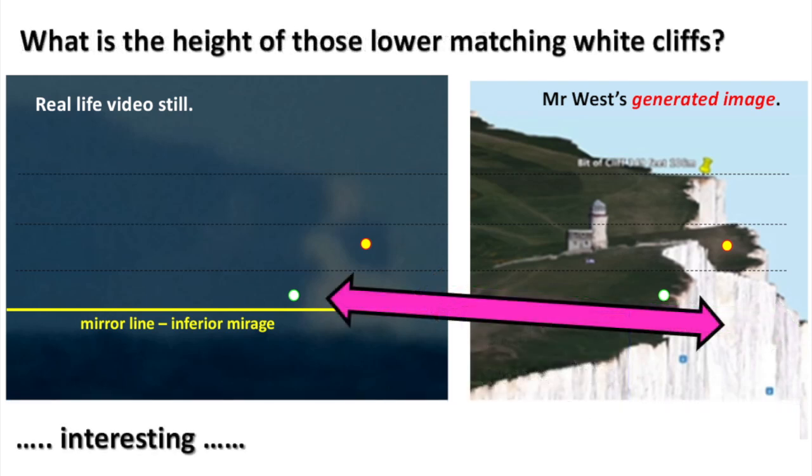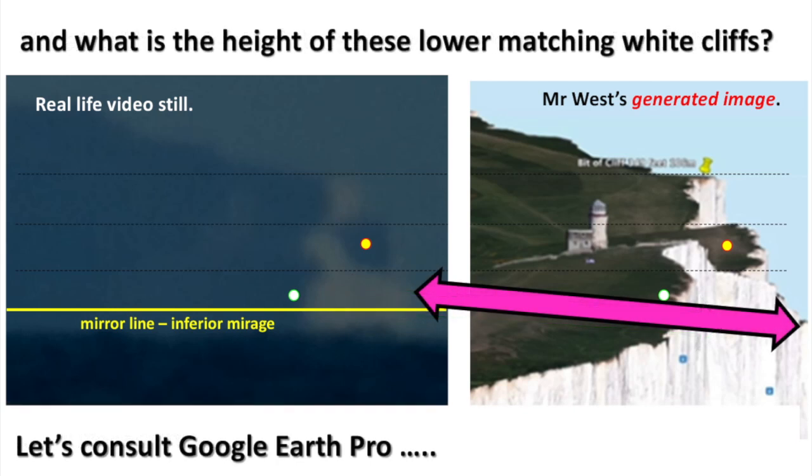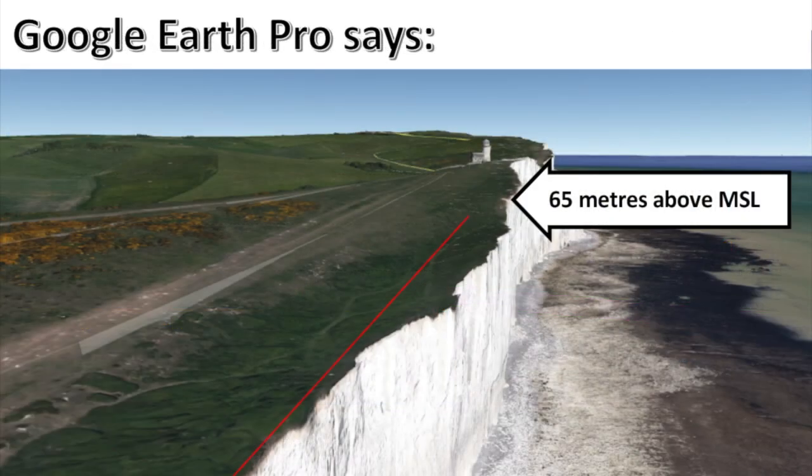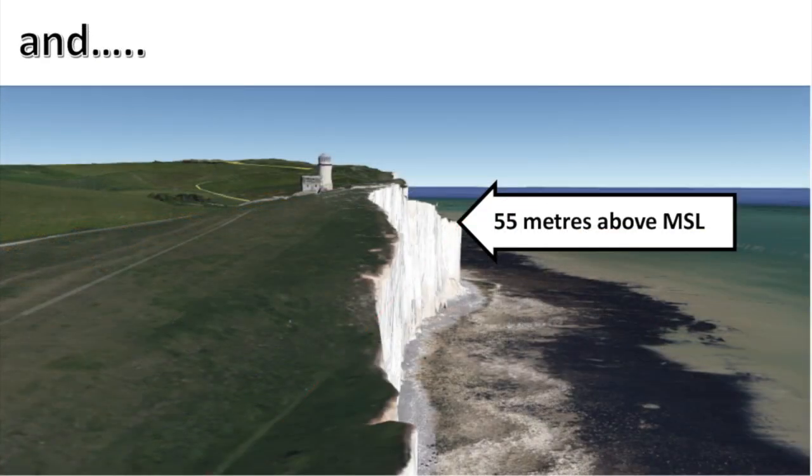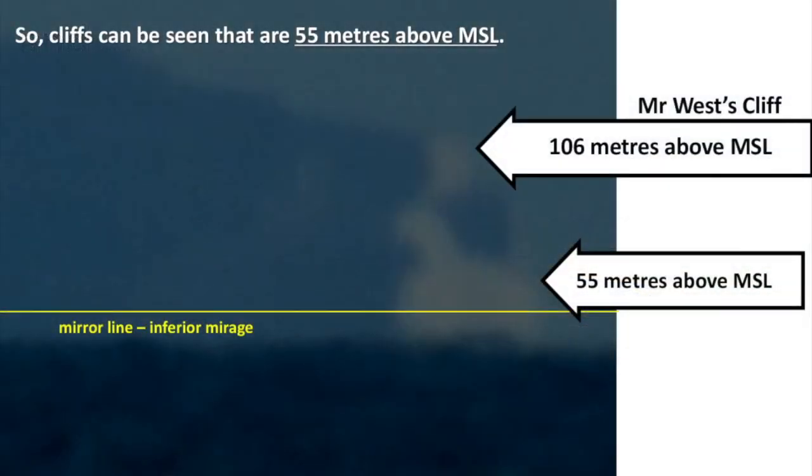What is the height of those lower matching white cliffs? Interesting. And what is the height of these lower matching white cliffs? Let's consult Google Earth Pro. Google Earth Pro says 65 meters above mean sea level and 55 meters above mean sea level. So, cliffs can be seen that are 55 meters above mean sea level.